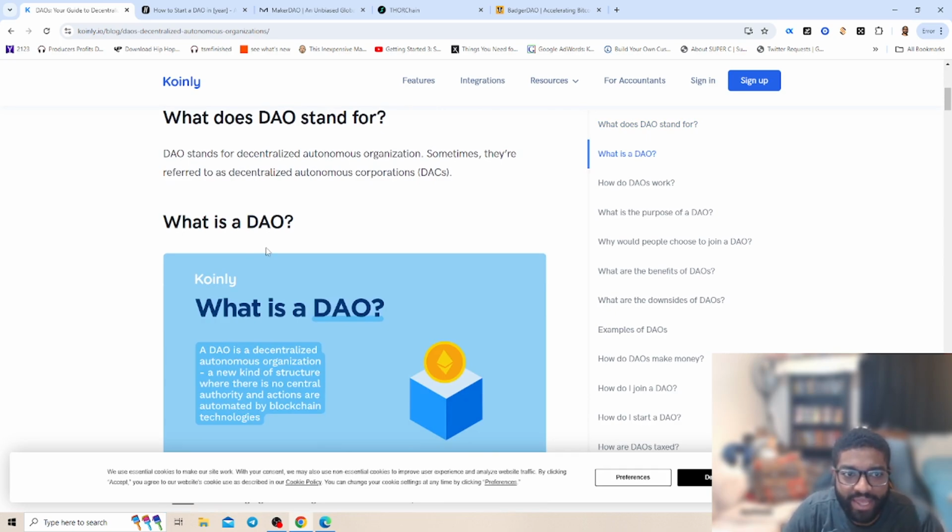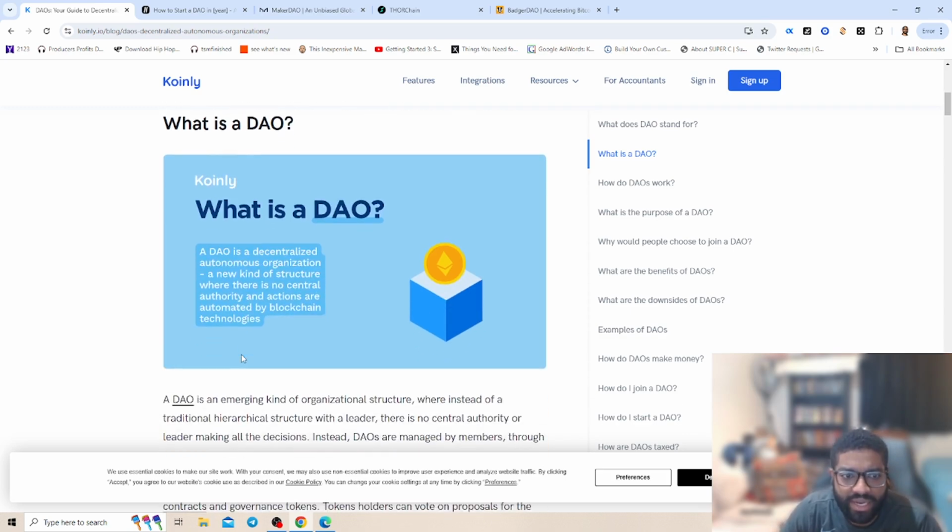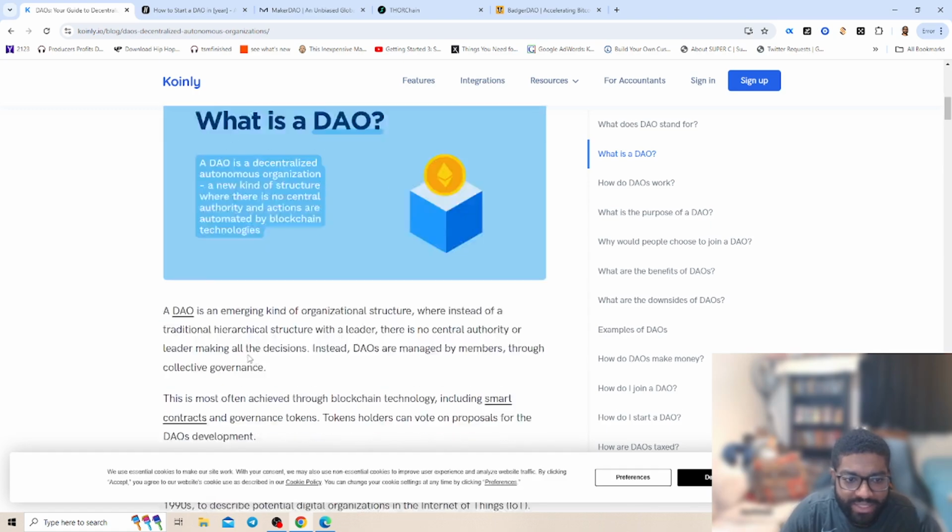What does DAO stand for? DAO stands for decentralized autonomous organizations. Sometimes they're referred to as decentralized autonomous corporations, or DACs. What is a DAO? A DAO is a decentralized autonomous organization, a new kind of structure where there is no central authority and actions are automated by blockchain technologies.